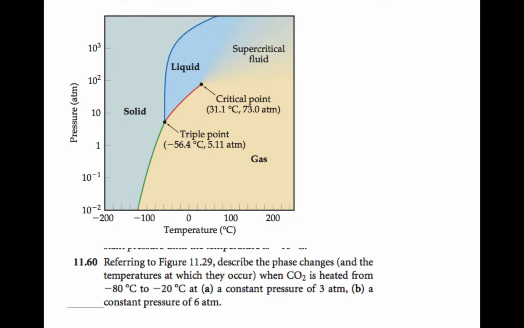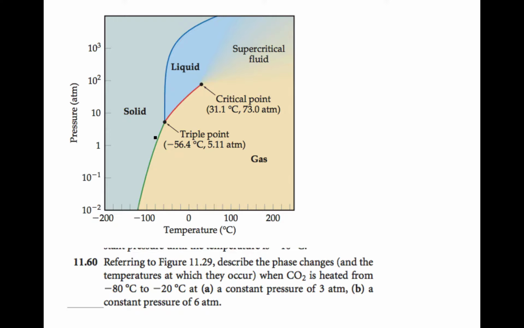Referring to figure 11.29, describe the phase changes and the temperatures at which they occur when CO2 is heated from negative 80 degrees Celsius to negative 20 degrees Celsius at a constant pressure of 3 atmospheres. All right, so that looks at about 3 atmospheres, and we're at about negative 80 degrees Celsius.